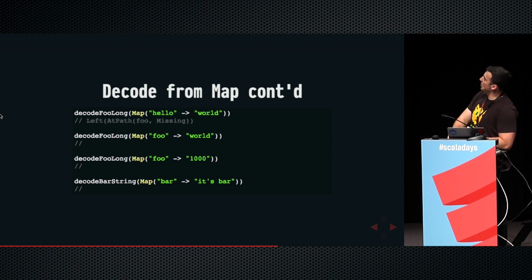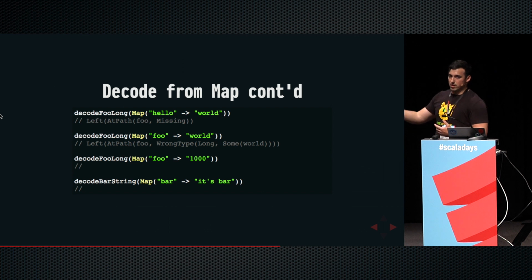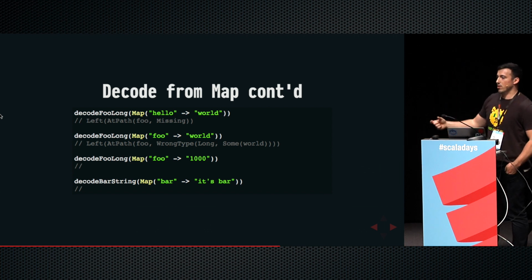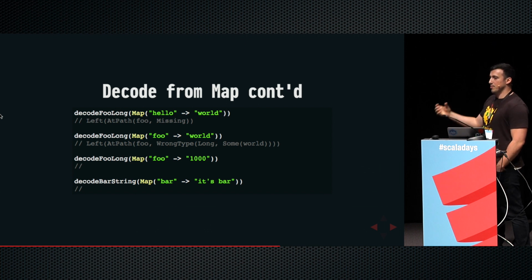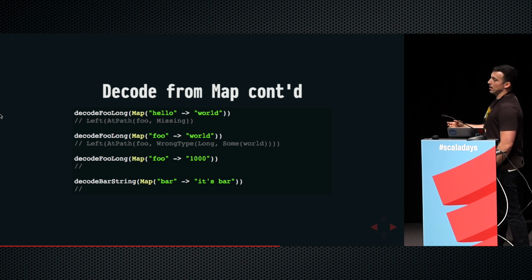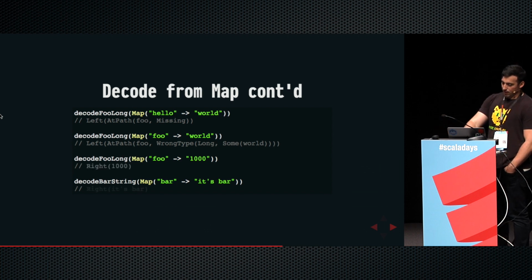Obviously, in this first case, it fails because that key isn't there. And in the second one, the foo value is there, but it was unable to actually parse the value. So you can see that the exception that would have been thrown when we parsed the string to a long, that exception was caught and turned into an error type in our error ADT. And then finally, we have two values that work.